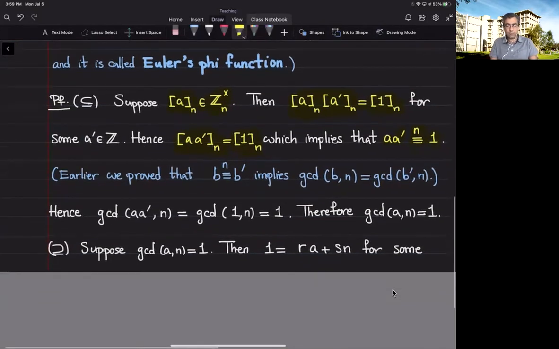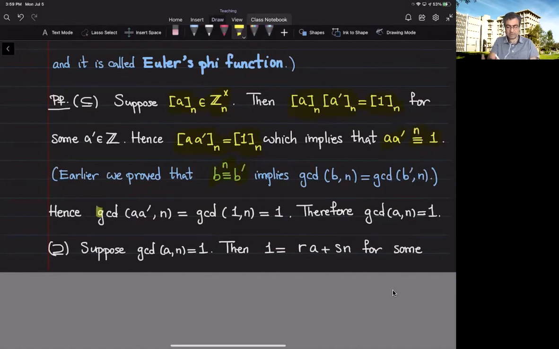Now, we've seen this when we wanted to prove Euclid's algorithm. We've seen that if B is congruent to B prime modulo n, then GCD of B and n is the same as GCD of B prime and n. Now we know AA prime is congruent to 1 modulo n, and therefore GCD of AA prime and n is the same as GCD of 1 and n.